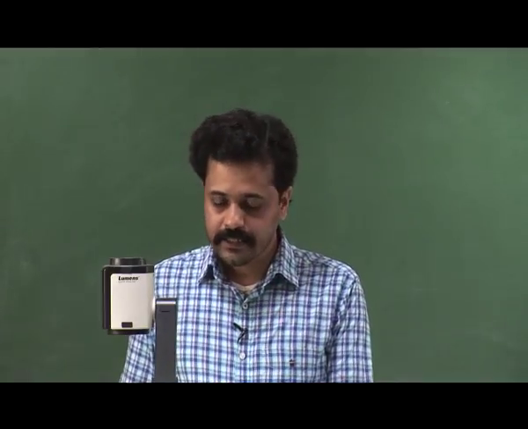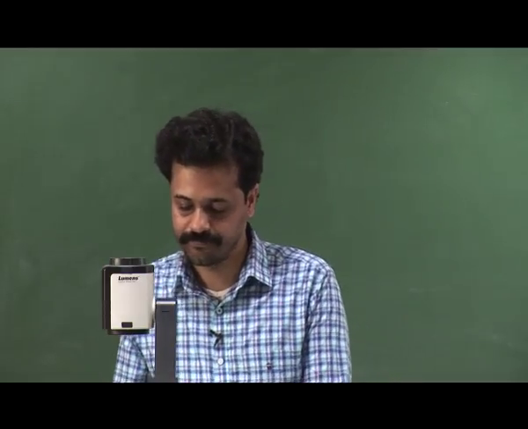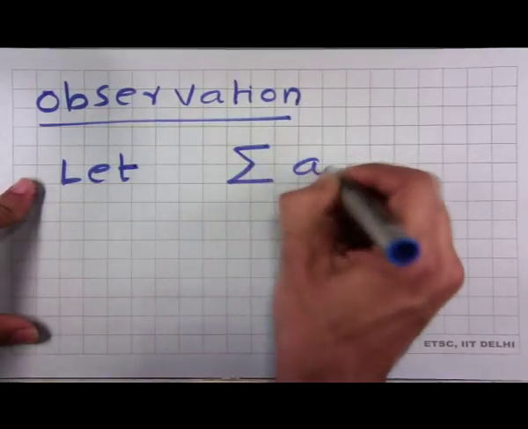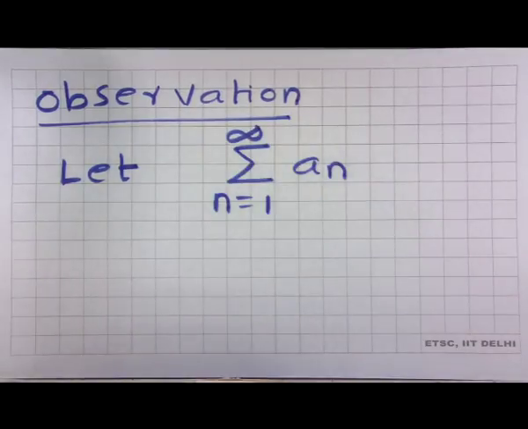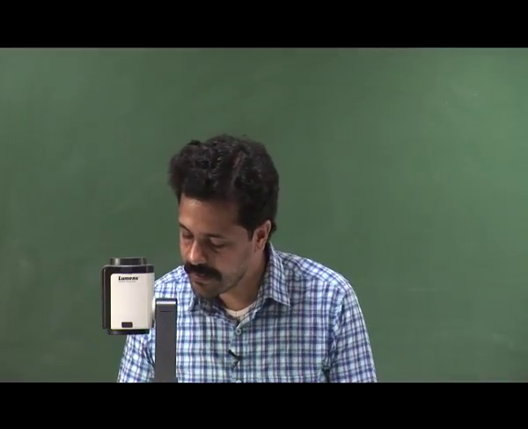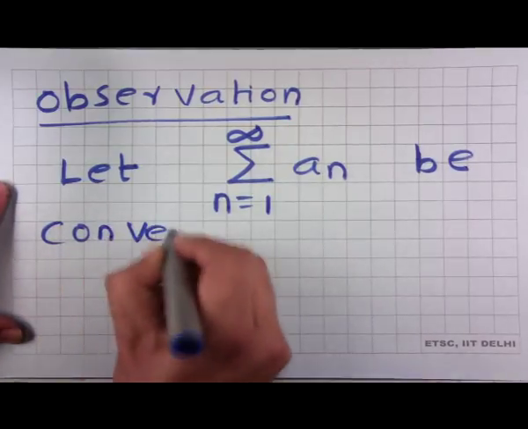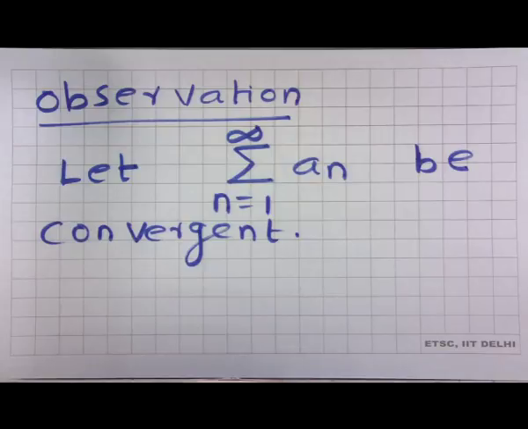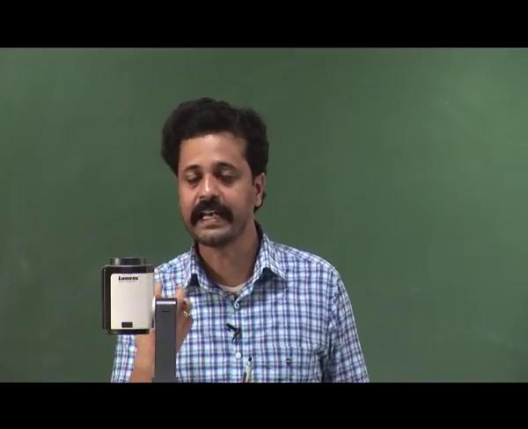To answer this, first let us have the following observation. Let the summation n equal to 1 to infinity, an infinite series a1 plus a2 plus a3 plus so on, be convergent, meaning roughly you can add all these terms and end up with a finite value.